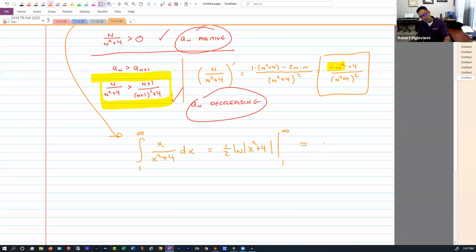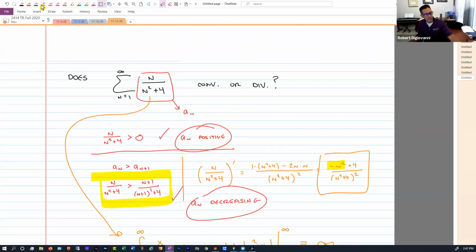So what happens here is that this integral goes to infinity, which means that the integral diverges. And this test says whatever the integral does, the series does. So my conclusion would be that this diverges through the integral test.